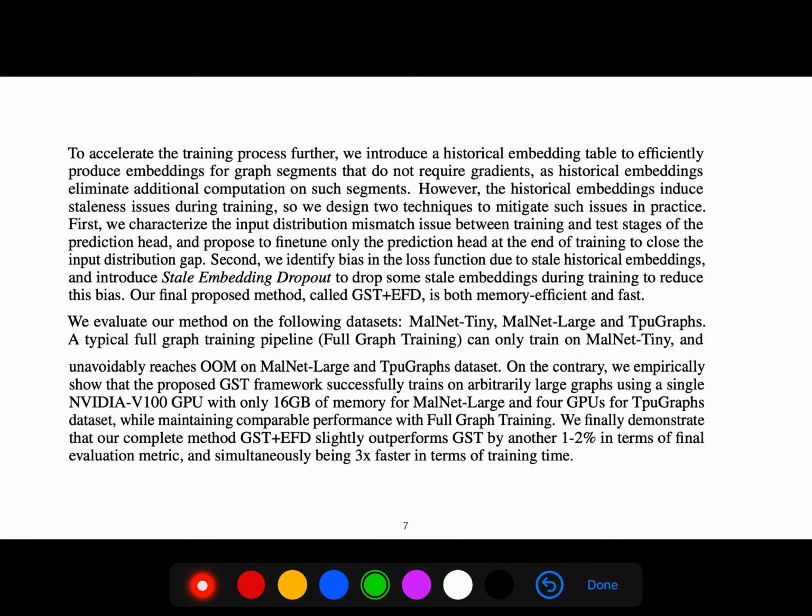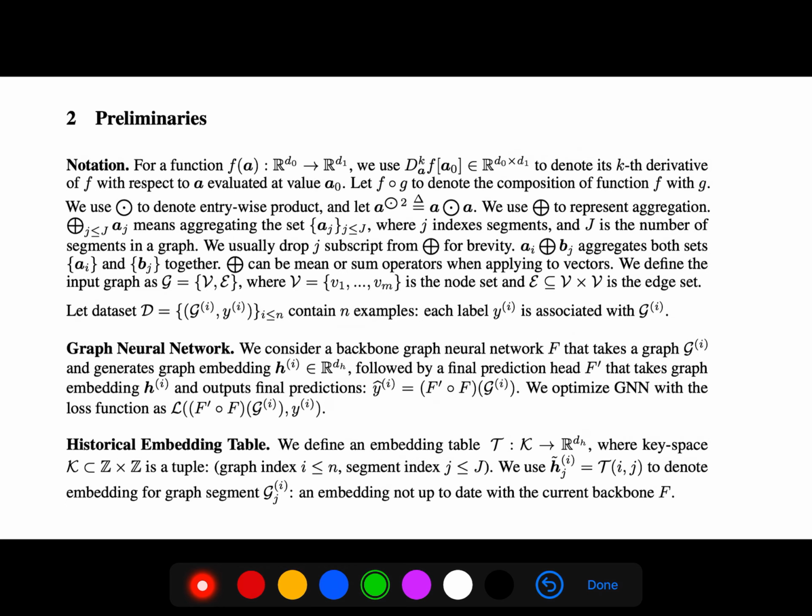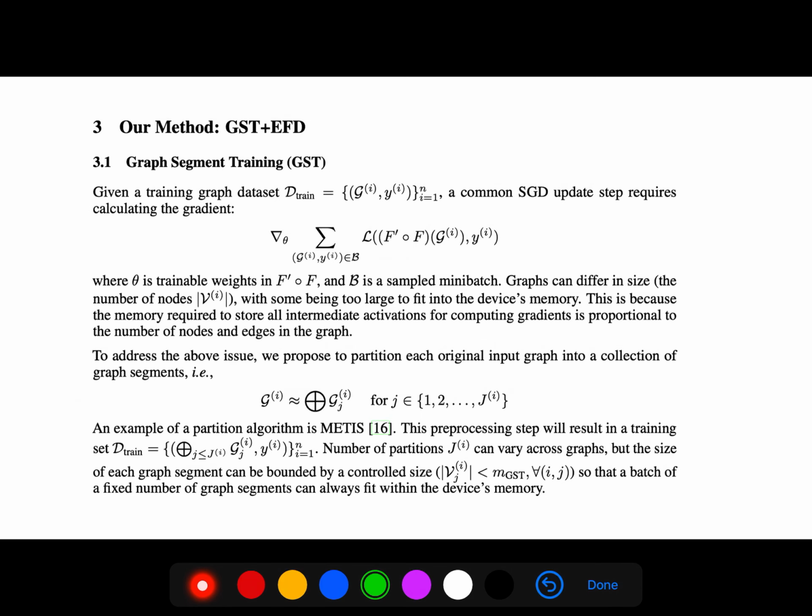Because we want to accelerate the training process further, we introduce a historical embedding table to efficiently produce embeddings for graph segments that do not require gradients, as historical embeddings eliminate additional computation on such segments. So we define an embedding table tau where the key space is a tuple. So this is our method, the method of this paper.